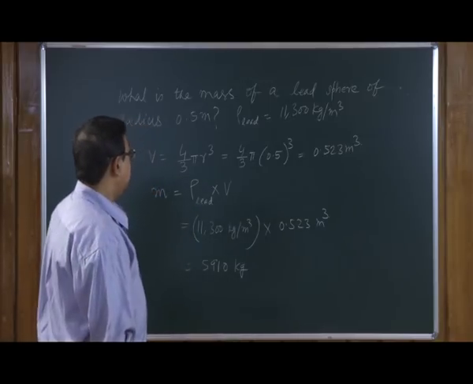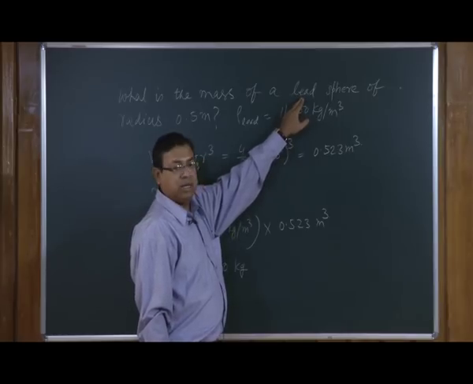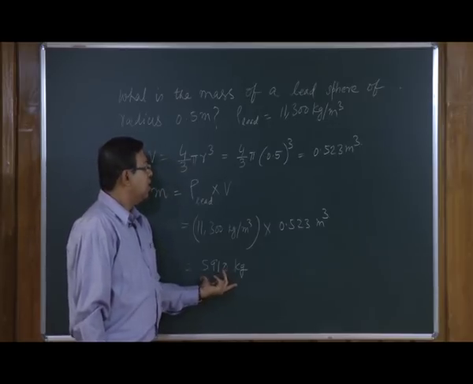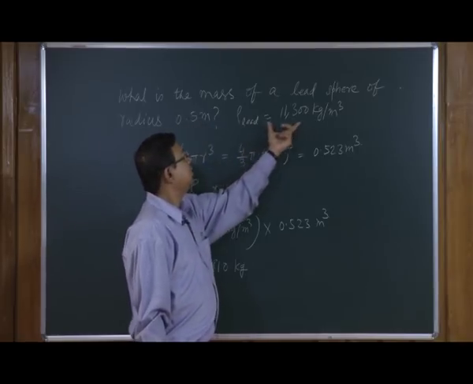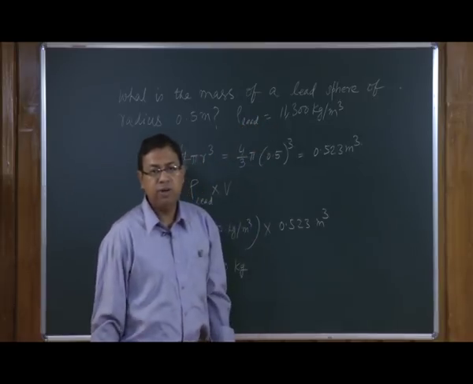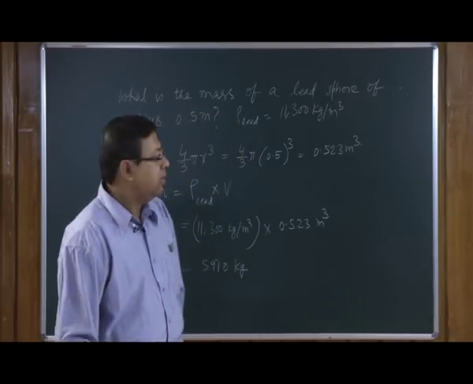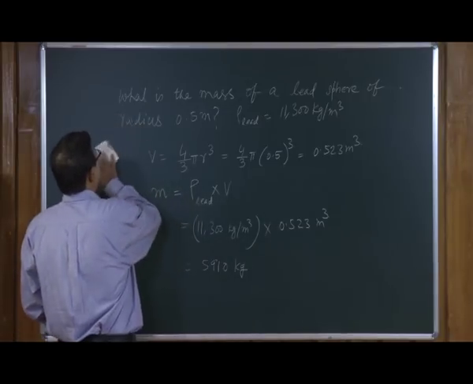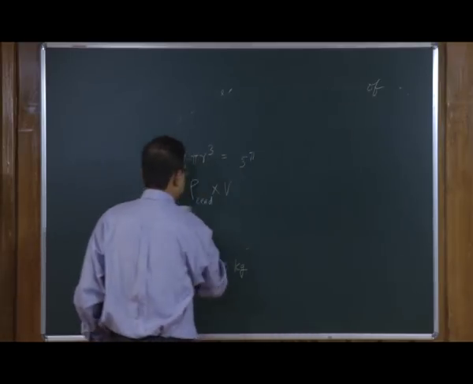You understand that if we replace lead by an iron sphere or aluminum sphere, this mass is going to be different, because even if the radius remains the same, the density of iron or aluminum is different from that of lead. Now, we shall continue with more problems later. Let us now define the other quantity, which is called the specific gravity.